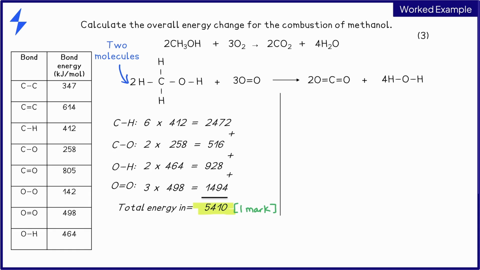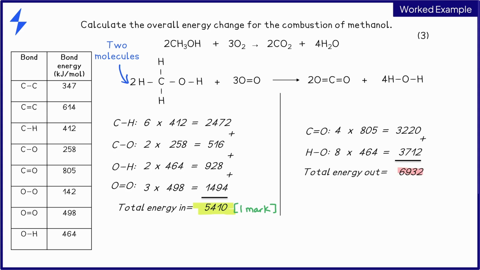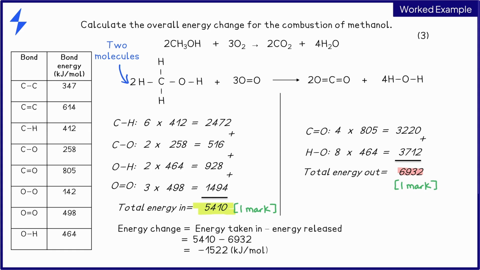Repeat this process for the product by first identifying the types of bonds you've got and the number of each bond. Then add these values together to work out the total energy released when these bonds are formed. This gives us a value of 6932 and scores your 2nd mark. To calculate the overall energy change, do your energy taken in minus your energy released, which gives us a value of minus 1522 kilojoules per mole and will score your final mark. Again, the reaction is exothermic because the overall energy change is negative.